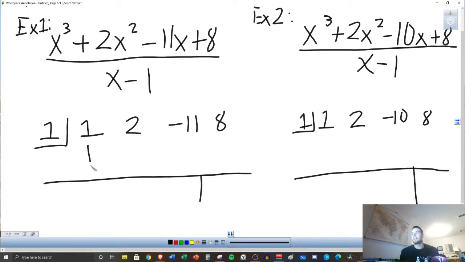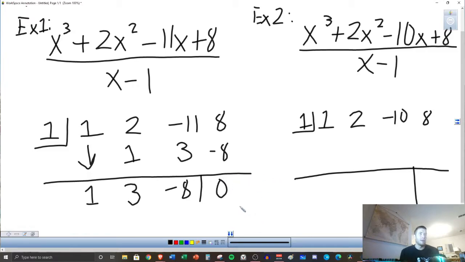And here we go. We're going to fly through it. Drop down the 1. 1 times 1 is 1. We get 3 here. 3 times 1 is 3. We get negative 8 times 1 is negative 8. We get 0. There we go. Next, we're going to do the same thing. Drop down the 1. 1 times 1 is 1. Add them, you get 3. Multiply, you get 3. Add, negative 7. Multiply, you get negative 7. And then you get 1.